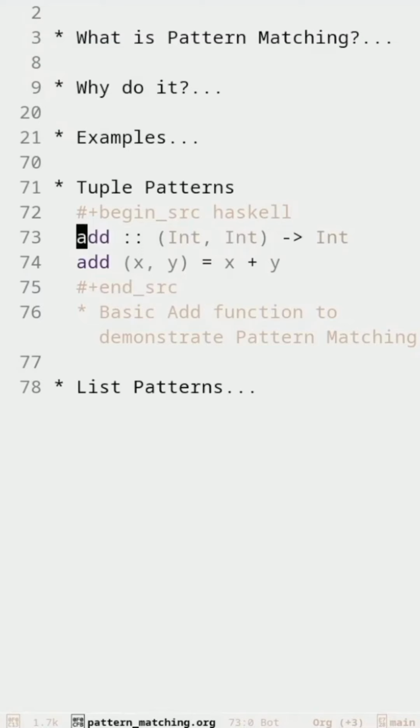Tuple patterns are a form of pattern matching where you match tuples. This is a basic add function. As you can see, it takes a pair, which is a tuple, and it returns an integer.